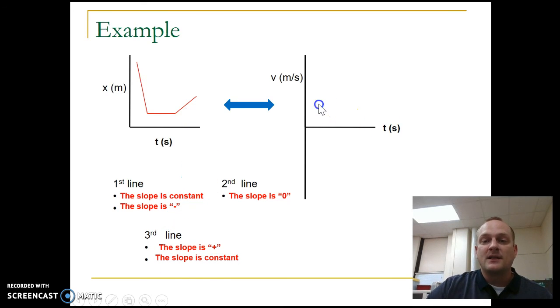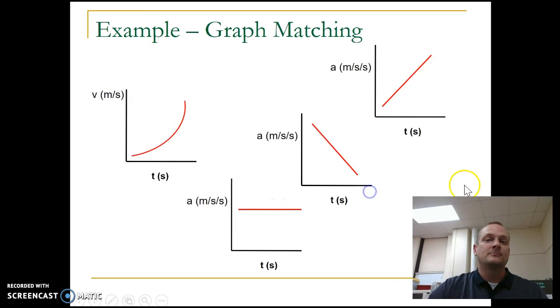How do I graph that on my velocity versus time graph? Well, the first part is constant and negative, so it needs to be below the horizontal axis. The second part, the slope was 0, so it needs to be on the horizontal axis. And the third one, the slope was positive and constant. It needs to be flat and above the horizontal axis. Notice that this one is further down below the horizontal than this one is up, right? So this distance here is smaller than this distance here. And it has to do with the slope, right? This slope is steeper, even though it's negative, it's steeper here than it is there, right? So this one, because it's steeper, needs to be down lower.